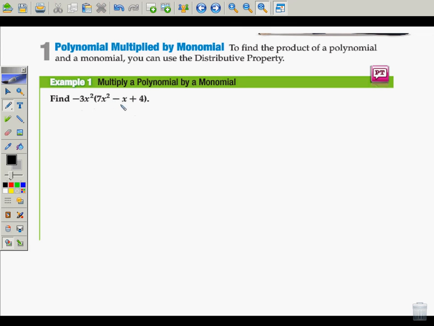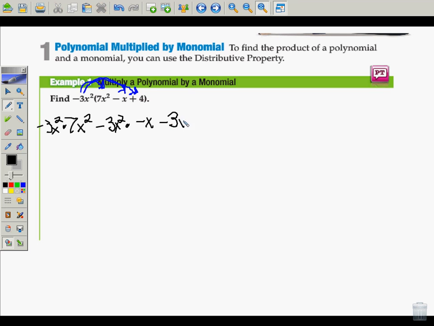To do this, it's exactly like what we did before with the distributive property. I just multiply each thing inside the parentheses by what's outside the parentheses. So every single thing gets multiplied by negative 3x squared. To show you what that would look like, I'm going to write this out this way. You do not have to write this way, but we'd have negative 3x squared times 7x squared. Then we'd have negative 3x squared times negative x. And then we'd have negative 3x squared times 4.